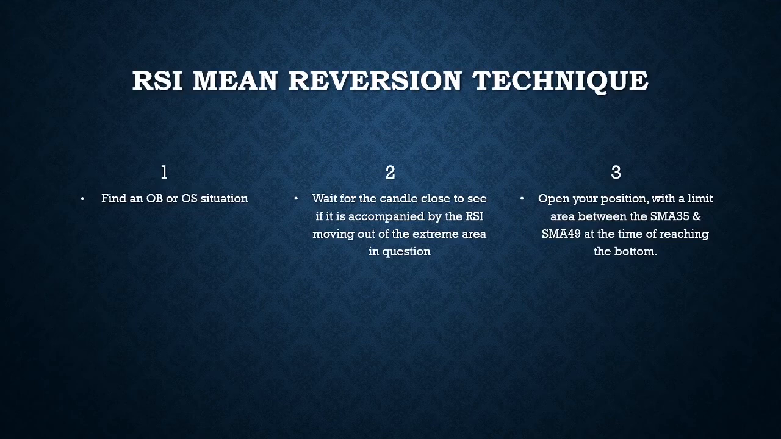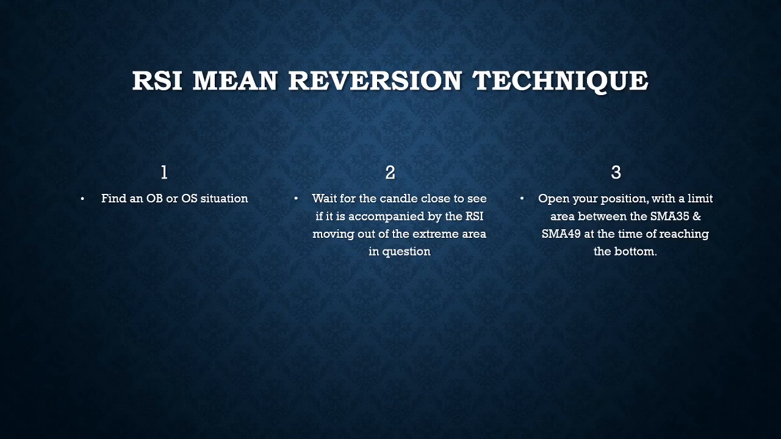Now let me take you step by step into the world of this very simple yet very strong technique. First of all, we have to find an overbought or oversold situation. And then, number two, we have to wait for the candle close to see if it's accompanied by the RSI moving out of the extreme area in question. And this is very important. We do not make a move until the RSI itself moves out of the extreme area.